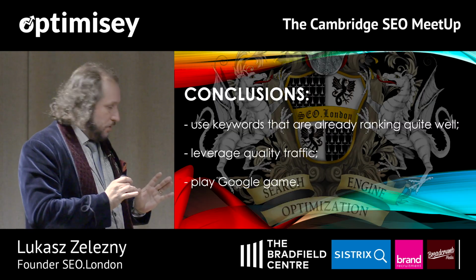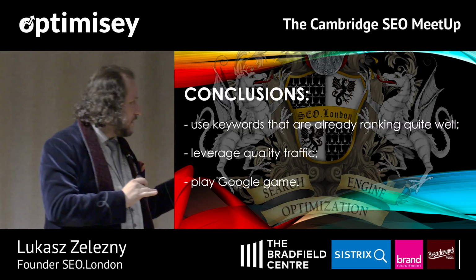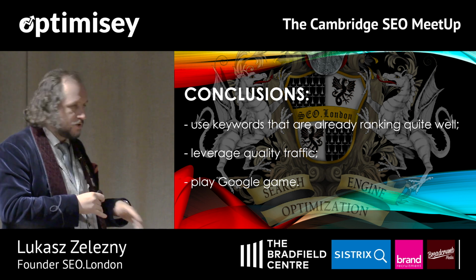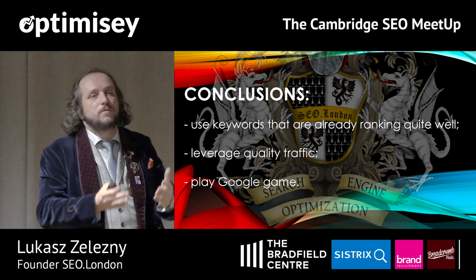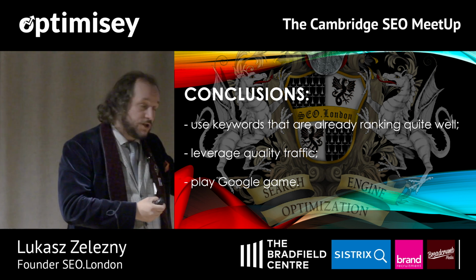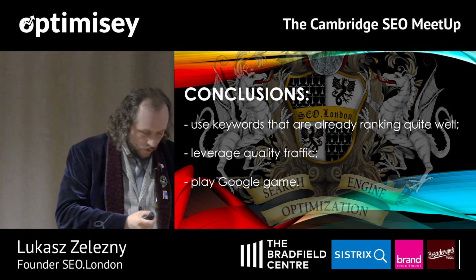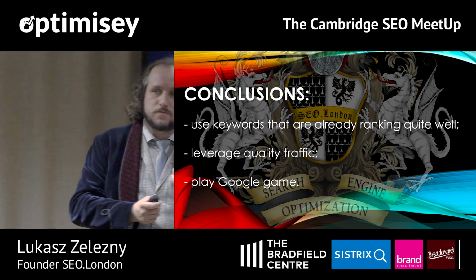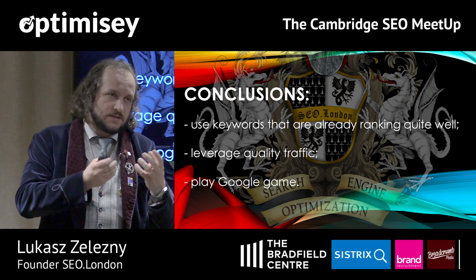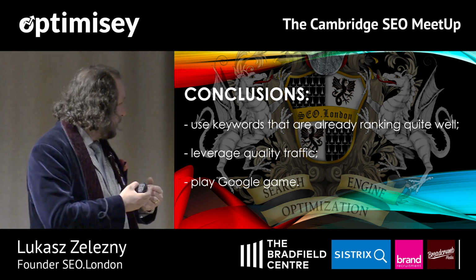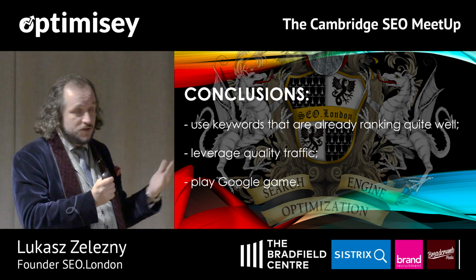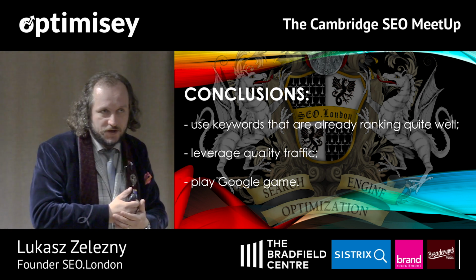So as a conclusion, you're using keywords that already rank quite well, because they need to rank to give you some clicks, yeah? You're leveraging quality traffic. First of all, if a keyword is there for a long time and giving you some traffic, then according to Google, that's a relevant quality keyword. And then finally, you're playing the Google game. You're using Google as your kind of SEO advisor.